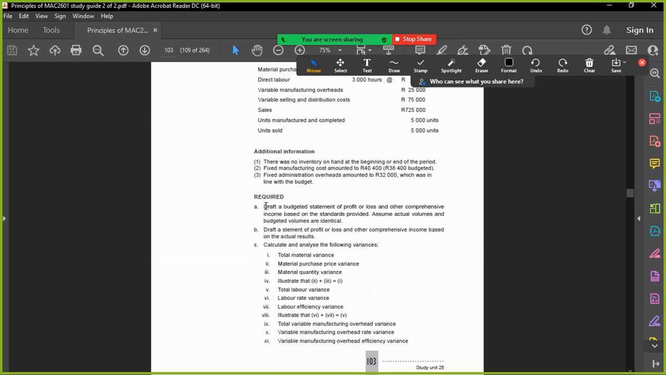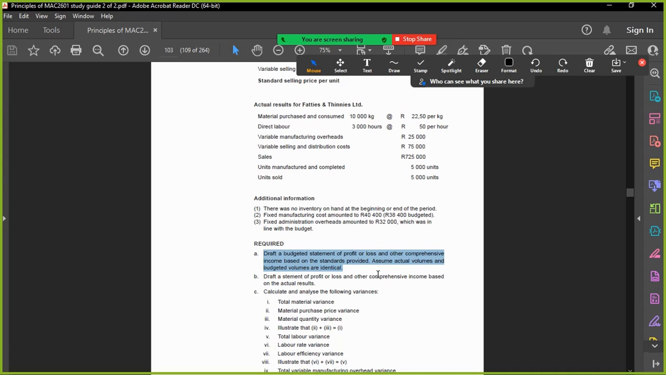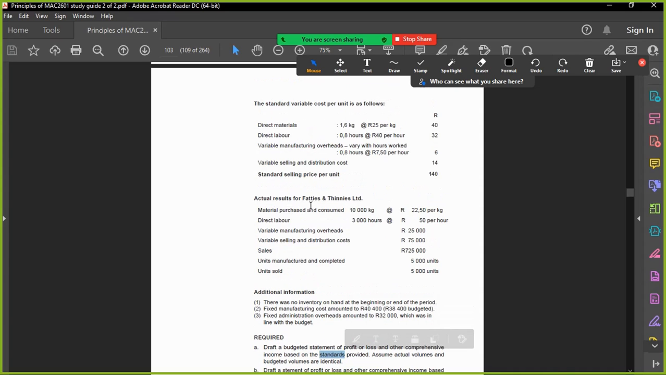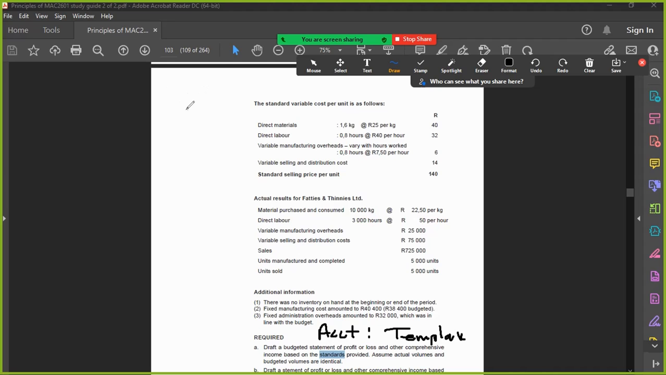What do they ask you to calculate first? Budgeted statement of profit and loss based on the standards provided. So if I'm looking at standards, which am I looking at? The top or the bottom? The top. Exactly. All right, so this is all maths. You're literally going to draw the template, which is accounting. You're going to show the profit and loss. So obviously you're going to have sales, cost of sales, gross profit, other income, other expenses, all listed nicely, and then net profit at the end.